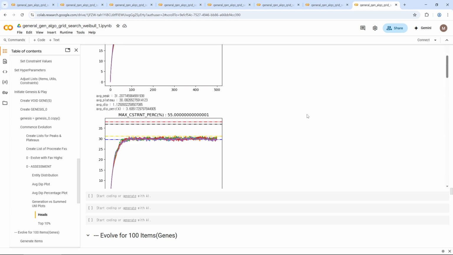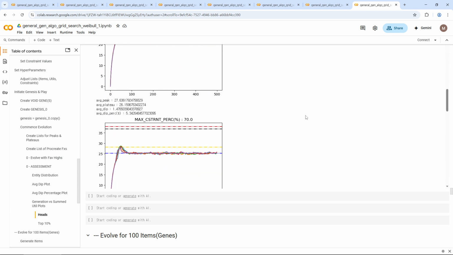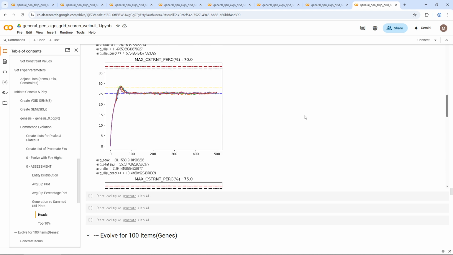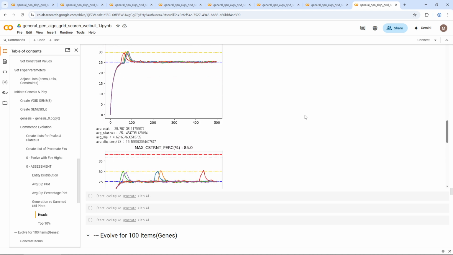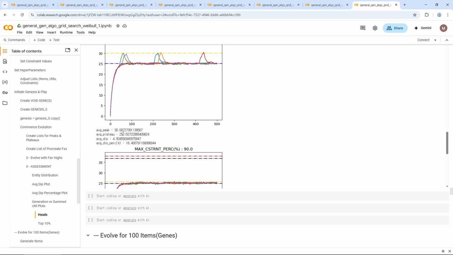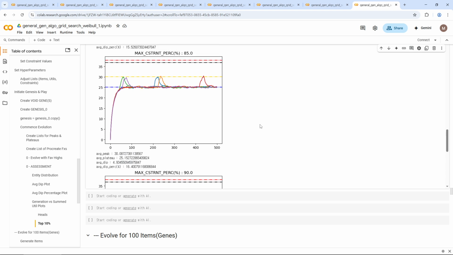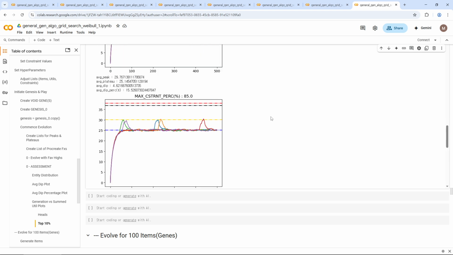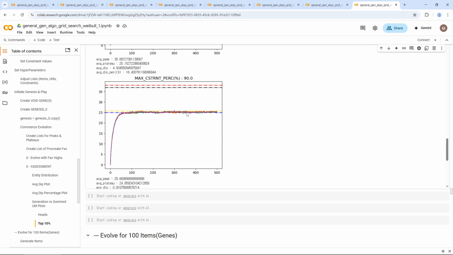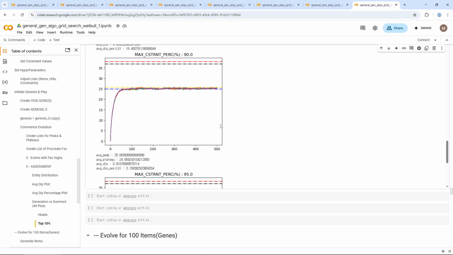The plateau levels are going down. There we go. But then again, the plateau levels have gone down, and therefore the average dip percentage is bigger. And suddenly at 90 we don't have peaks or plateaus, because there's no innovation.